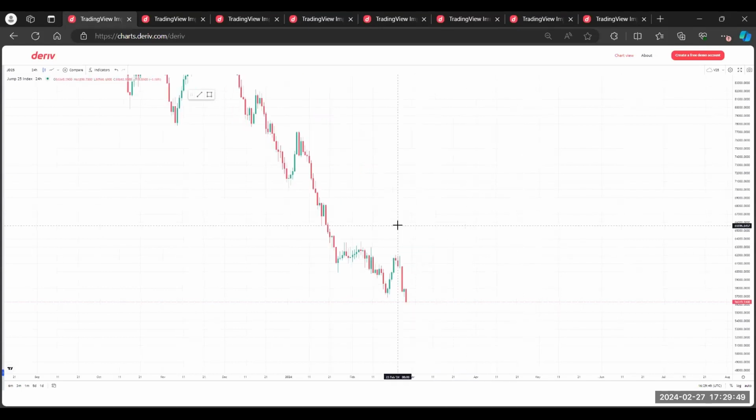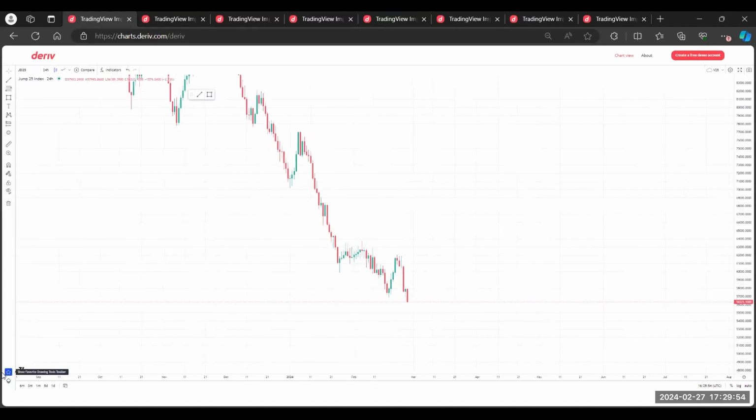Something that we call drop-based drop, just like your impulse, correction and impulse. Whenever we have an impulsive move to the downside, we are always expecting a correction. A correction is maybe something like this, then another impulsive move to the downside, something like this again.